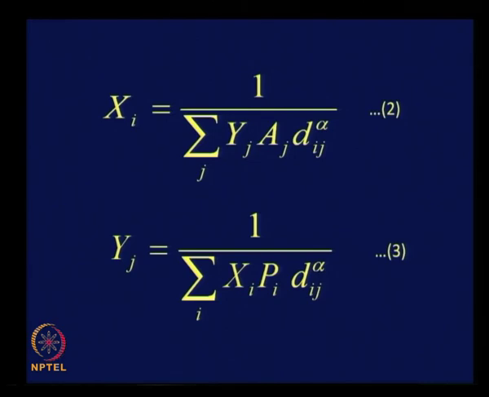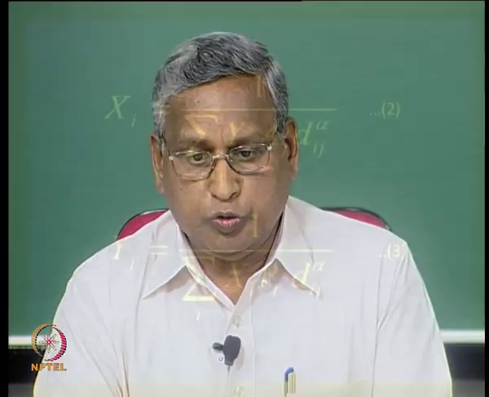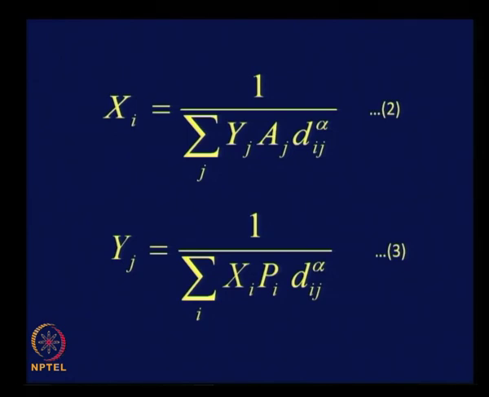Now, how to go about substituting the known values and getting the value of Tij, trip distribution between zones I and J, is the question. Please note that equation 2 involves Yj, and equation 3 involves Xi, right. We are trying to express Xi in terms of Yj and then Yj using Xi, right. Once you change the value of Yj, Xi will get altered. Once you change Xi, it will have an effect on Yj, right.